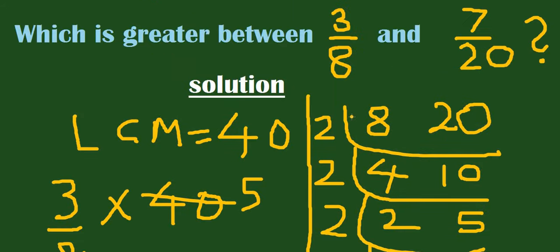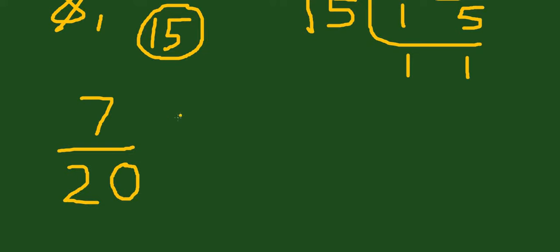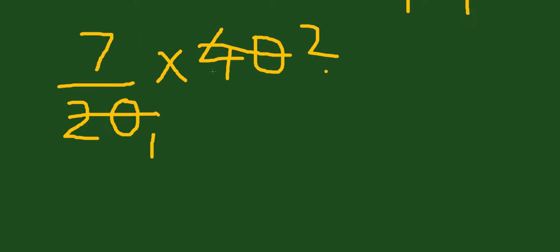Then we take the second fraction, which is 7 over 20. We are going to multiply it by the LCM as well, just as we did with the first fraction. So 7 over 20 times 40, which is our LCM. Again we divide. 20 divided by 20 is 1. 40 divided by 20 is 2. Then we multiply 7 and 2. 7 times 2 we get 14.